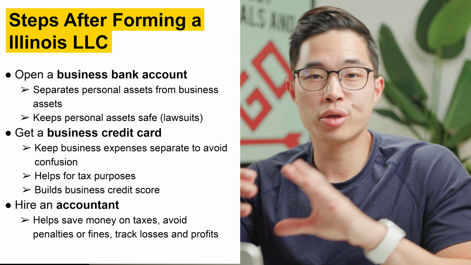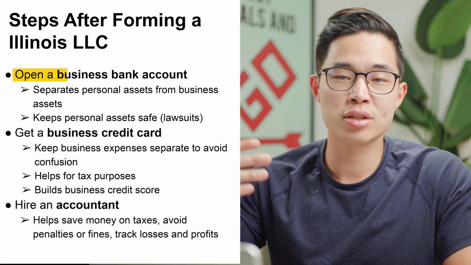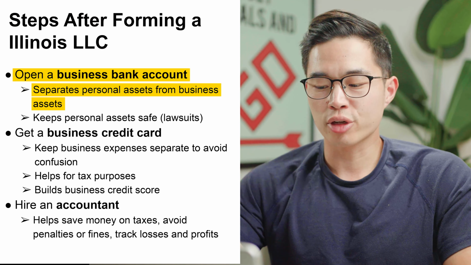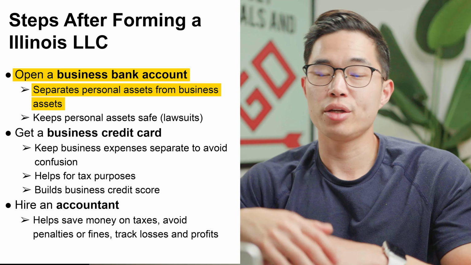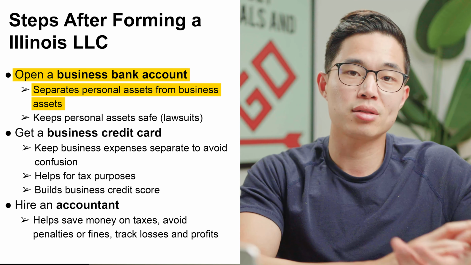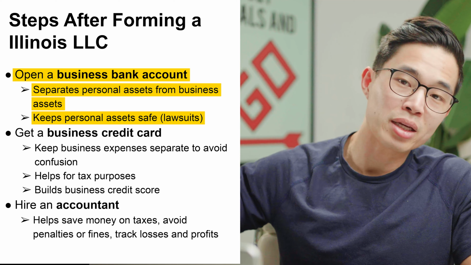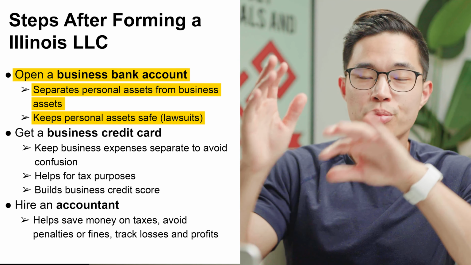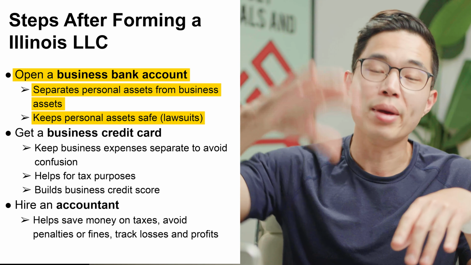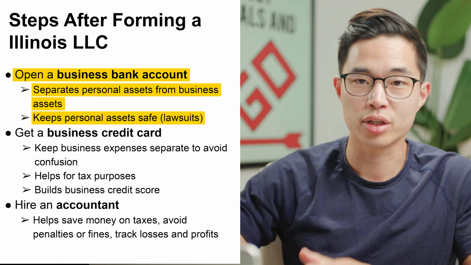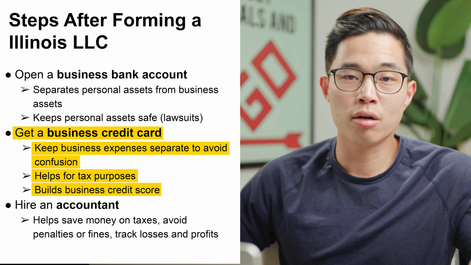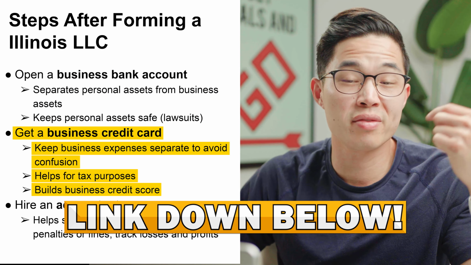So once you form your Illinois LLC, the first thing you're going to want to do is open up your business bank account. This is extremely important because you definitely want to separate your business stuff from your personal assets. That way, in case of a lawsuit or anything like that, any money you have in your business bank account is going to be shielded from your personal assets and they won't be able to come after your personal assets. So that's really, really good. You also may want to have a business credit card. So we'll leave a link down below to some of our favorite cards.